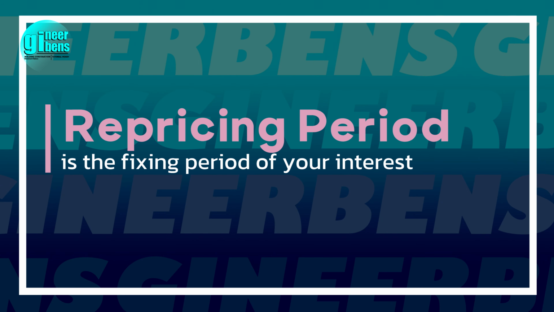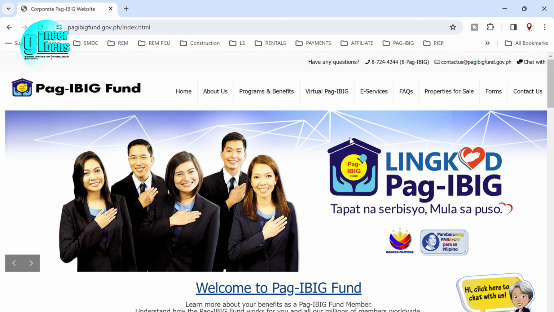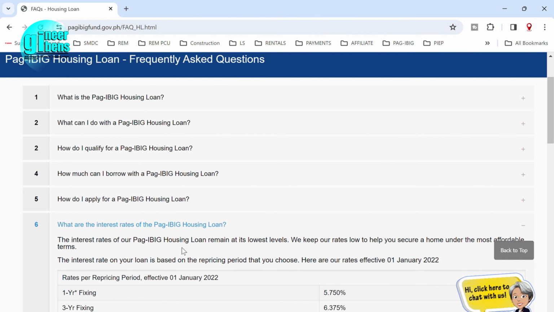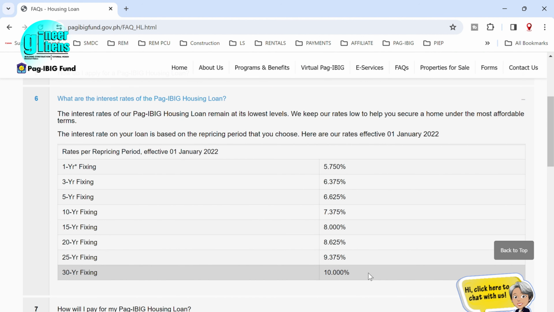So, itong repricing period, ito yung fixing rate period of your interest. Pero, don't get confused kasi meron ding repricing period na talagang total number of years the same sa tenure. For example, ang tenure mo is 30 years, and then yung repricing period mo din ay 30 years. Like, sa Pag-ibig, yung kanilang repricing period, meron silang 30 years din, pero medyo malaki yung percentage, like 10%. That's the reason why you can select your repricing period with corresponding interest rate, kasi the lower the repricing period, the lower the interest rate sa loan mo.